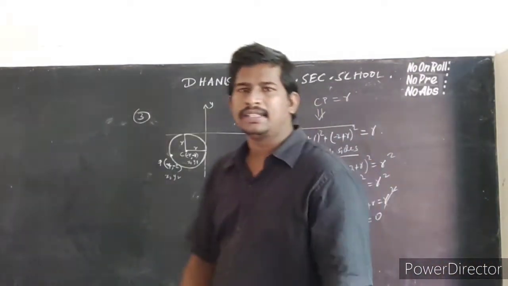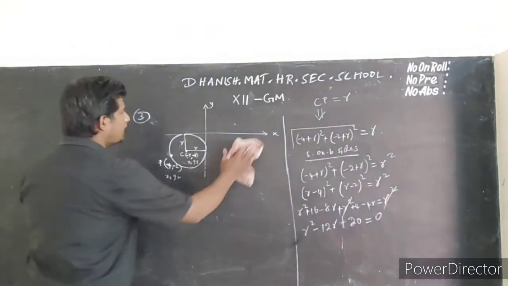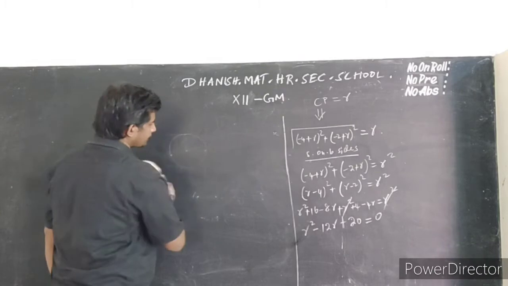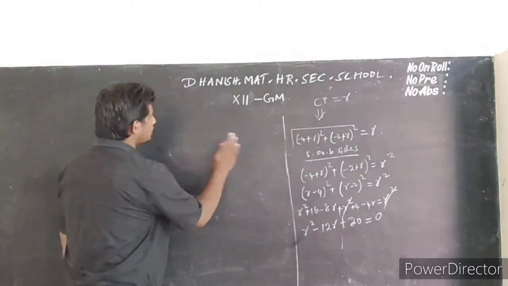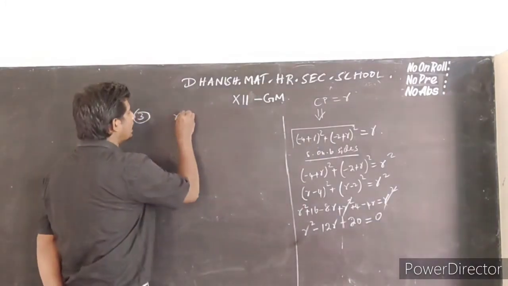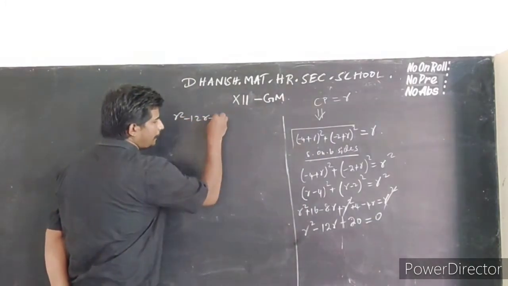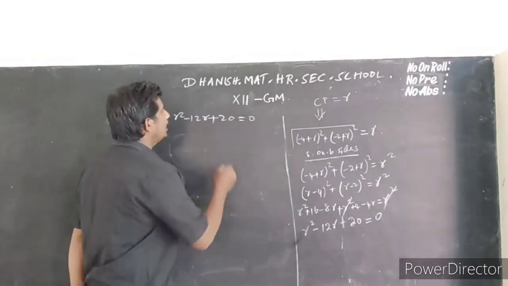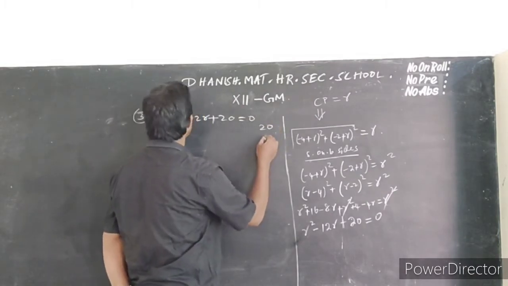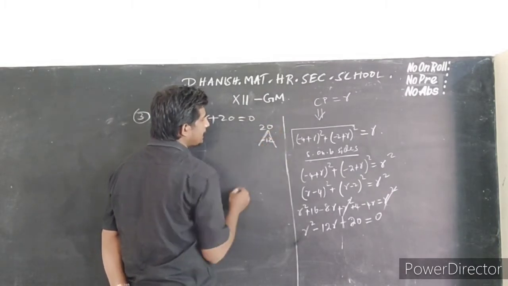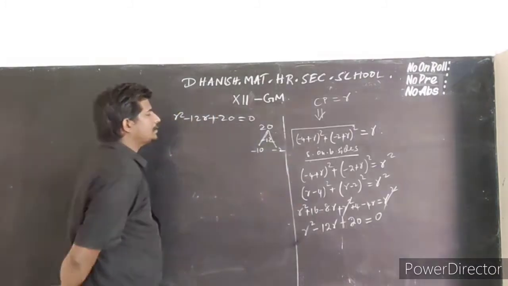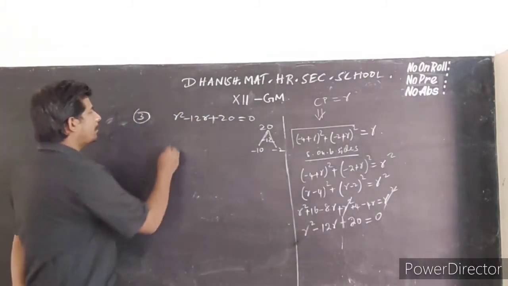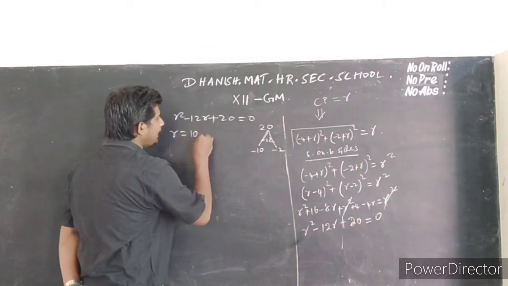Now we can simplify this by the splitting the middle term concept. So r square minus 12r plus 20 equal to 0. Here our multiplicative factor is 20 and additive factor is minus 12. So our required numbers are minus 10 and minus 2. So our r will be 10 or 2.